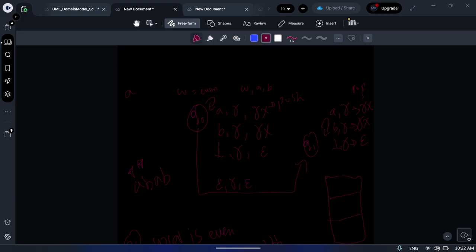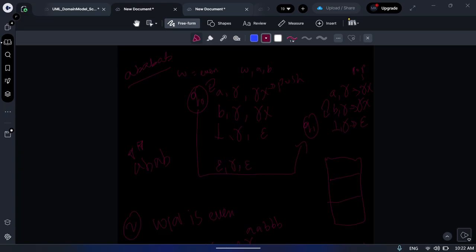meaning that the length of the word is even. For example, A, B, A, B, A, B, but it's even, right? 1, 2, 3, 4, 5, 6. These are 6 letters. How do we try to follow this? First of all, we read an A from the word. For example, this is our example word.